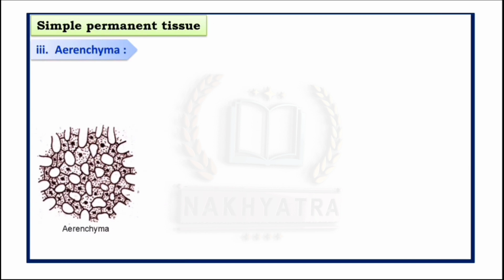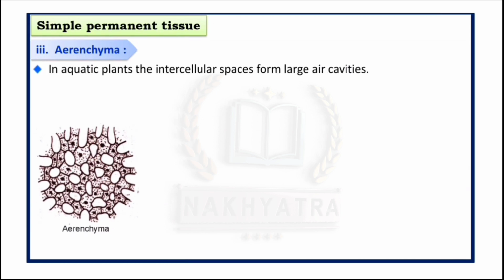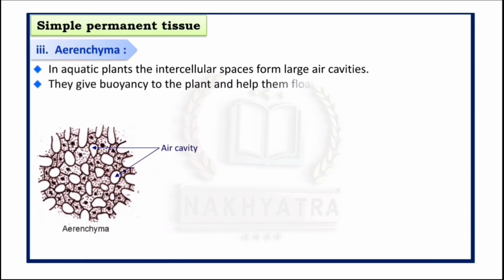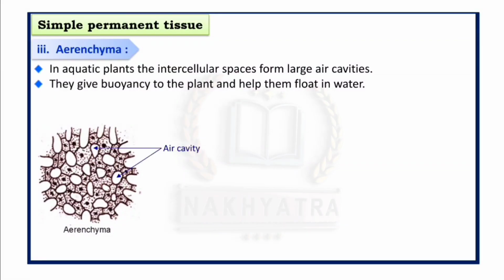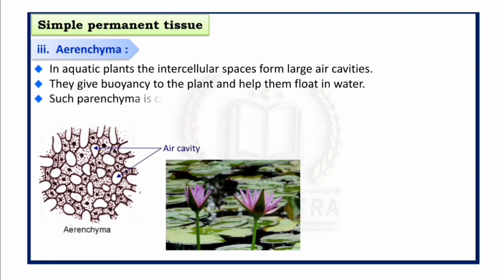So this is aerenchyma. In aquatic plants, the intercellular spaces form large air cavities. So see here, in aerenchyma, these air cavities are present. They give buoyancy to the plant and help them float in water. Now buoyancy means the force to float. So this type of tissue has air gaps. It gives hydrophytes buoyancy, that means allowing them to float to the water's upper surface. Alright? Example, water lilies. Such parenchyma is called aerenchyma.